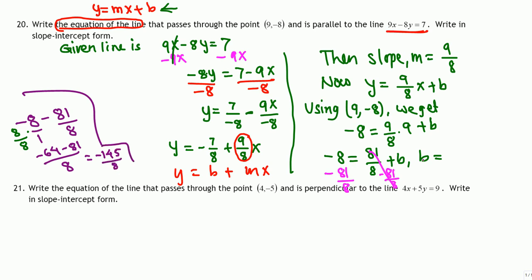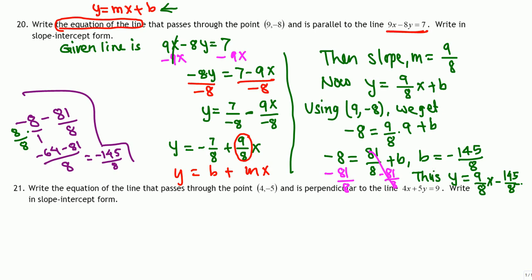So when we combine, we get negative 145 over 8. Okay, now we already found the slope, we also found the y-intercept, thus the final answer is y equals mx plus b. So y equals, m is 9 over 8, x plus b is negative, so minus 145 over 8. Final.